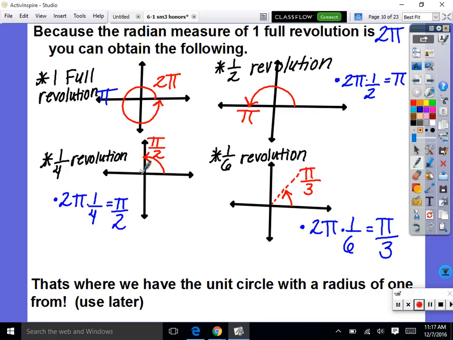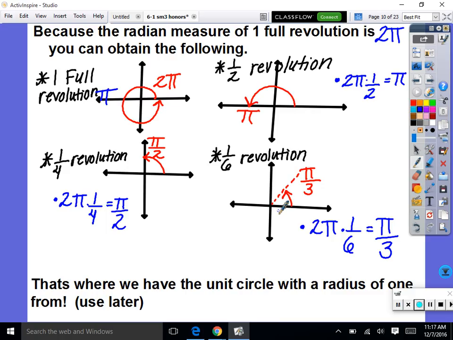So let's say I said to you, I want a sixth of a revolution. Not a full revolution, but only a sixth of it. You would take your full revolution, 2 pi, divide it by 6. So that would be pi thirds. So a sixth of a revolution puts us about right here. So that would be at pi thirds.